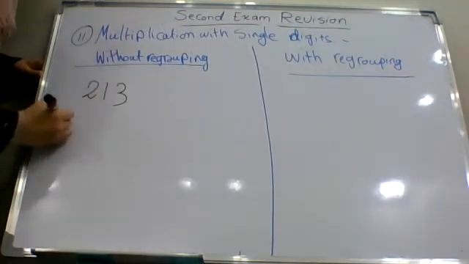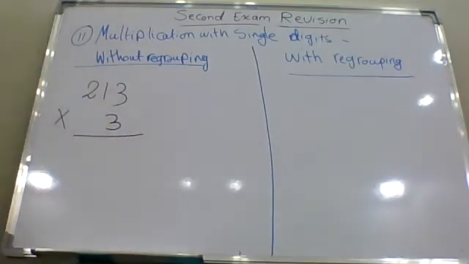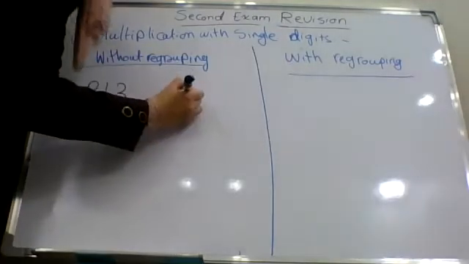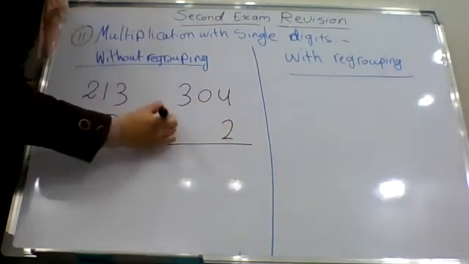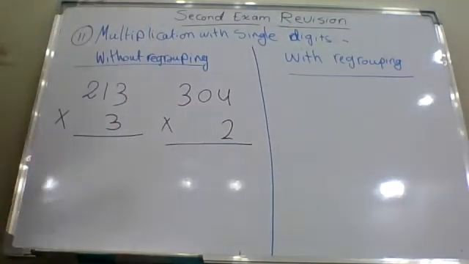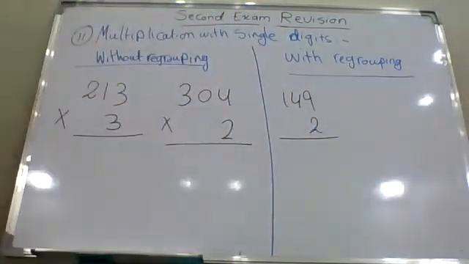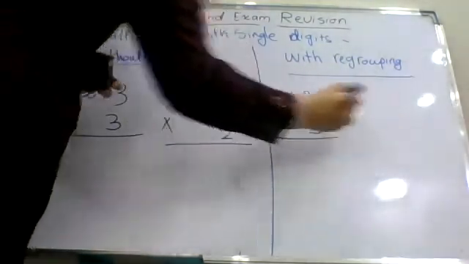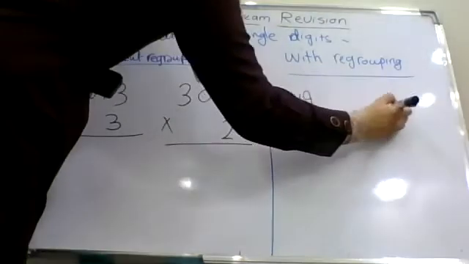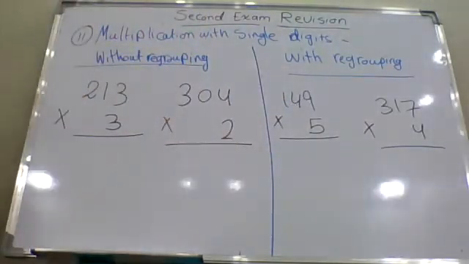213. We want to multiply it with number 3. This is without regrouping, okay? And I will write another one, which is 3,304 times 2. I will answer both of them. And then we will do 149 times 5, which is the last one, and 317 times 4. Let's do the first one.